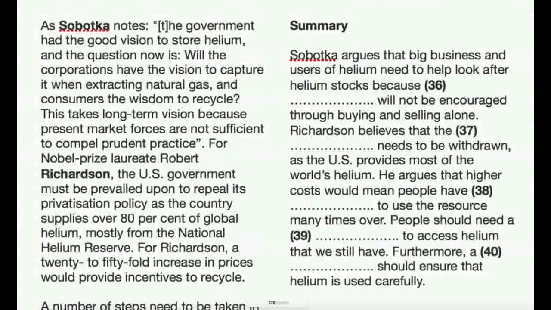IELTS reading summary completion questions are like any other questions in the IELTS reading, in that you need to be aware of synonyms and paraphrasing. You'll have noticed when we looked through to check we're in the right place, we found we had big business here. In here we have corporations. So that is common in IELTS reading.